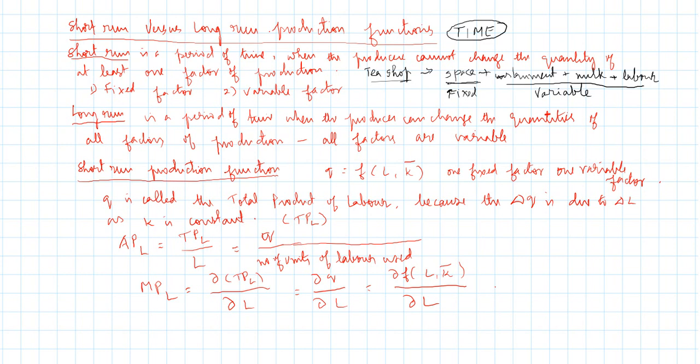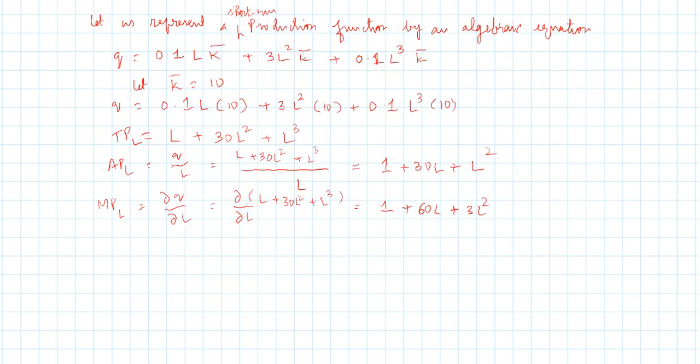I said the production function can also be algebraically represented or graphically represented. Now this is an algebraic representation of a production function, where Q equals 0.01 L K', plus 3L squared K', plus 0.1 L cubed K'. What does it mean? K is constant. Suppose I give a value for K, then Q becomes a function of L. In other words, the total product of labor is out of changes in labor alone. If I change the value of L, then TPL will change.